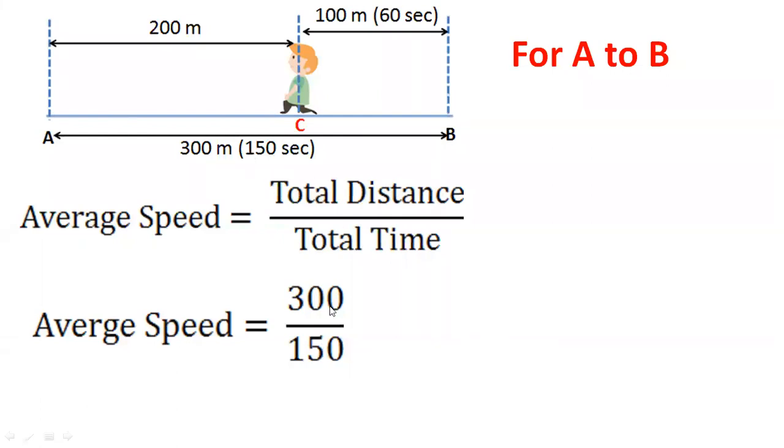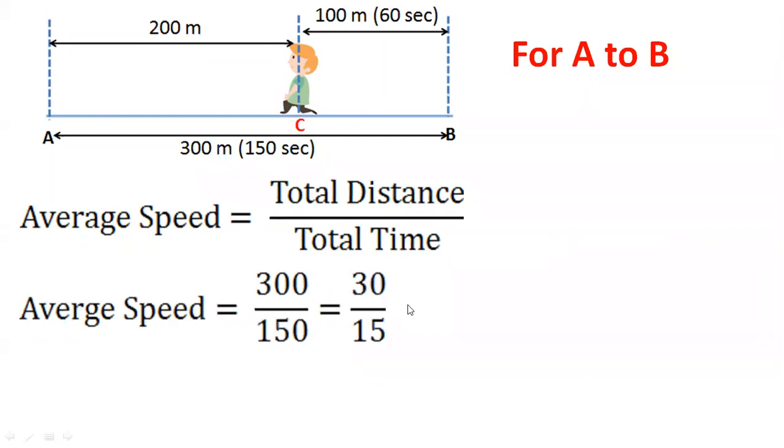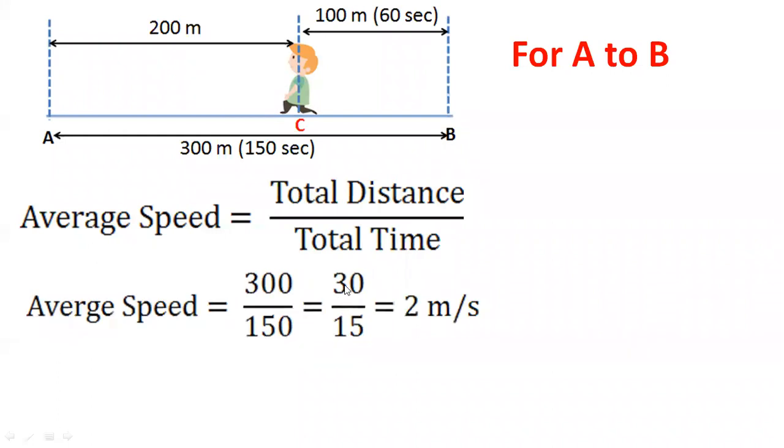So 150. Now 0 will be cancelled and 15 ones and 15 twos are. So average speed would be 2 meter per second, right? So 2 meter per second. Average speed is 2 meter per second for A to B. Okay, take a screenshot of this. Average speed for this case is 2 meter per second.